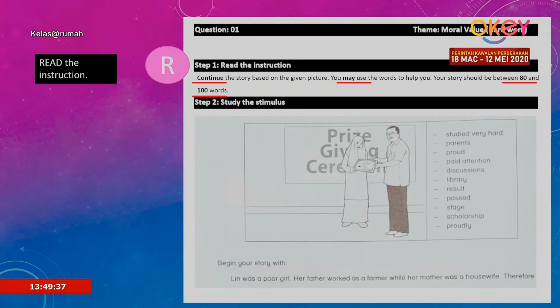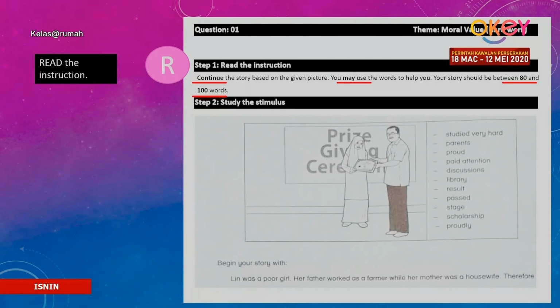Next, you may use the words given. In any scenario where you do not understand the meaning of certain words, you are obliged not to use them. And then, the third key point is the word limit. The instruction clearly states that you have to write between 80 to 100 words. So what will happen if you write more than 100? Yes, sadly, your marks will be deducted. So if you don't read the instruction, you might miss out these important key points.